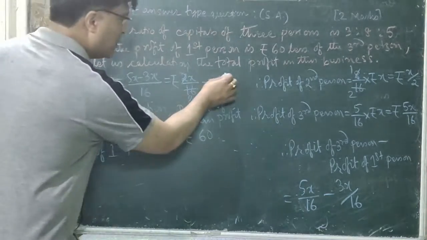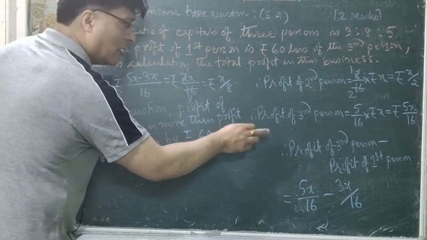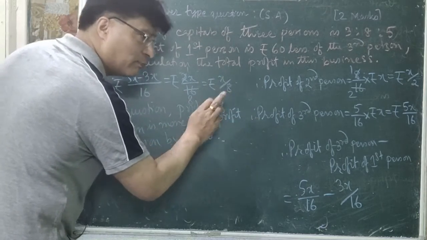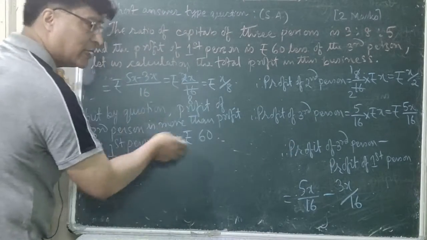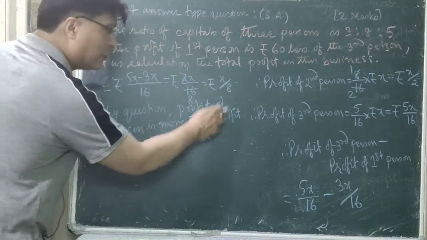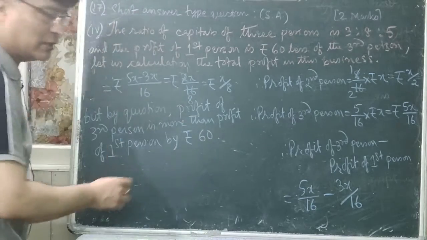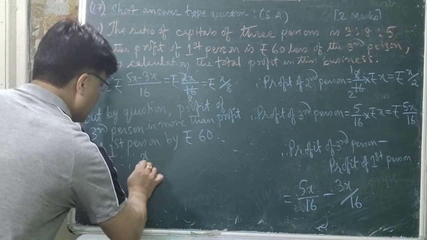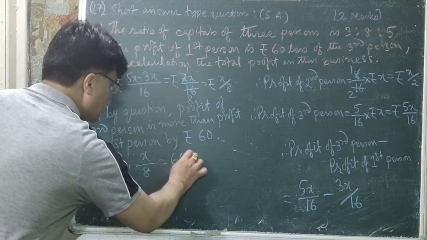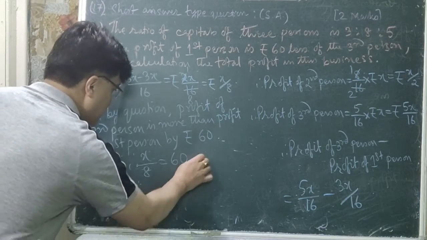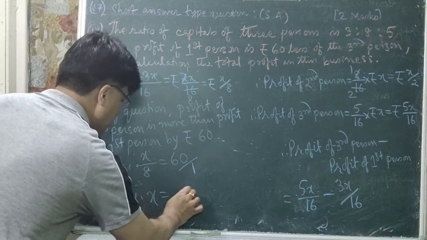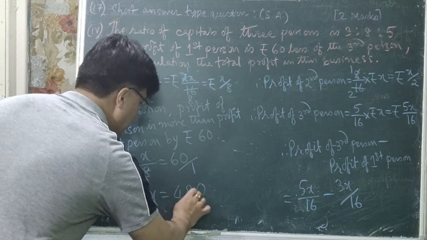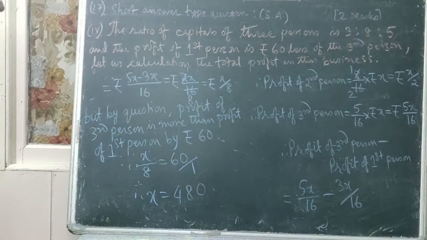So how much more did we find earlier? Profit of third person is more than profit of first person by how much? Rupees x by 8. But what does the question give? Rupees 60. So these two must be equal. Therefore, x upon 8 is equal to 60. Therefore, below 60 there is 1. You can do cross multiplication. So x is equal to 8 0s are 0, 8 6s are 48. So x is equal to 480.